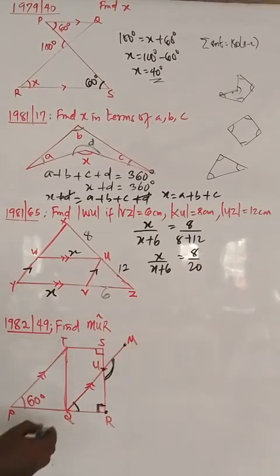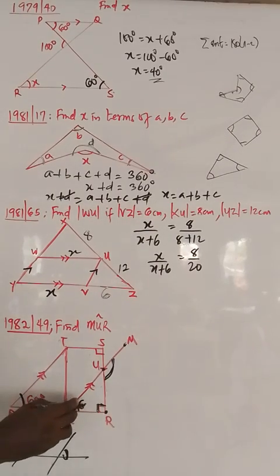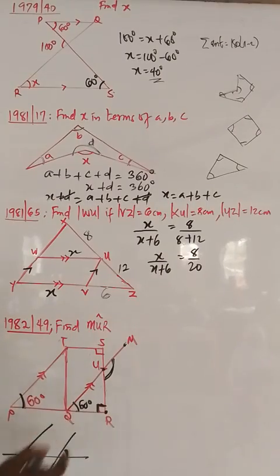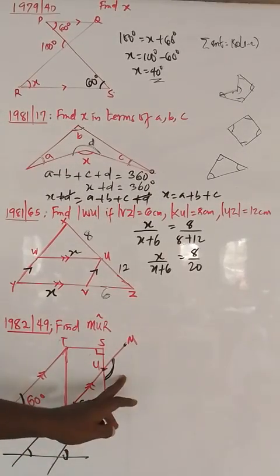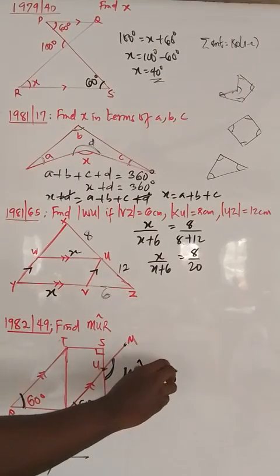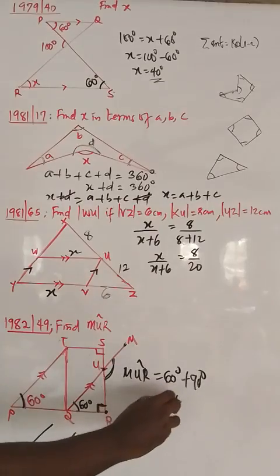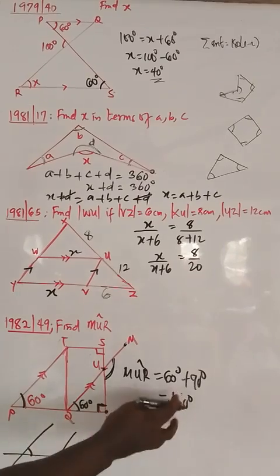These lines are parallel. We have two parallel lines, and this PR cuts them. So this angle and this angle must be equal because they are corresponding. Top right, top right. So if this angle is 60, this angle too is what? 60. And this angle is what? 90 plus 60, because exterior angle equals the sum of the opposite interior. We apply two theorems here: first, corresponding angles, and secondly, exterior angle equals the sum of opposite interior angles. So MUR equals 60 plus 90. So MUR is simply what? 150 degrees.